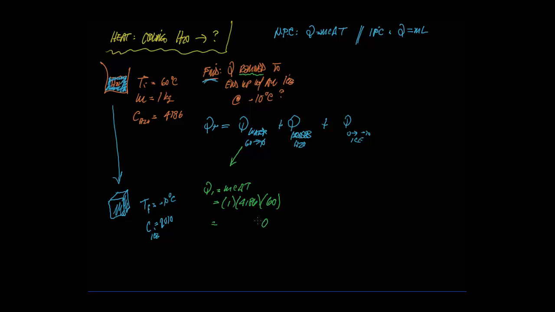And if we go through the multiplication here, we get 251,160 joules. I'm sure one of my students will let me know if that's wrong. Let's see, yeah, it seems about right. Alright, that's how much has to be removed to take us from all liquid water at 60 down to 0. That's the first part.